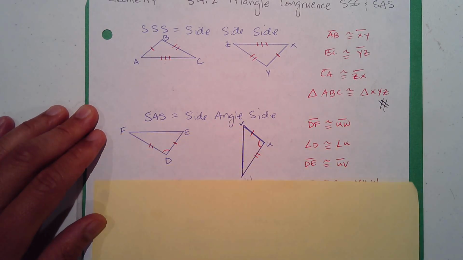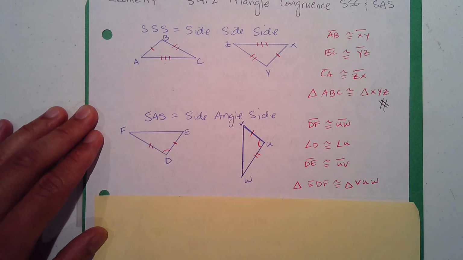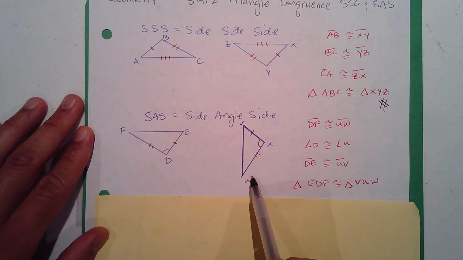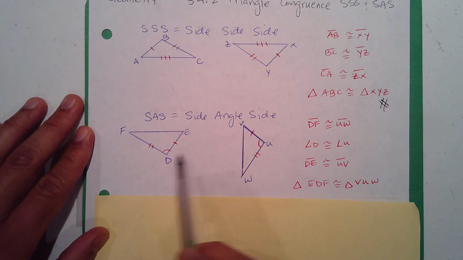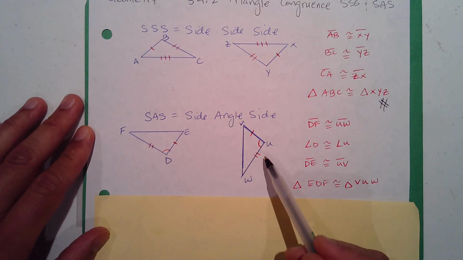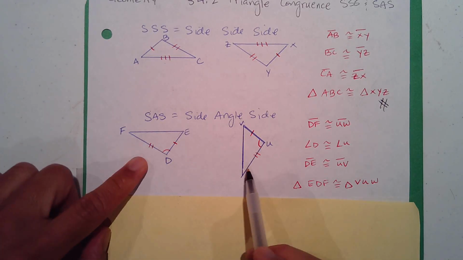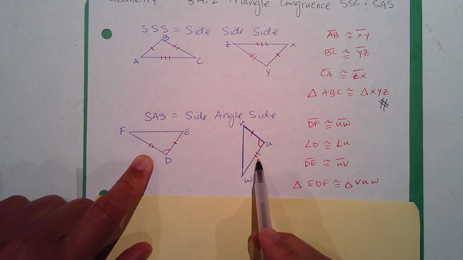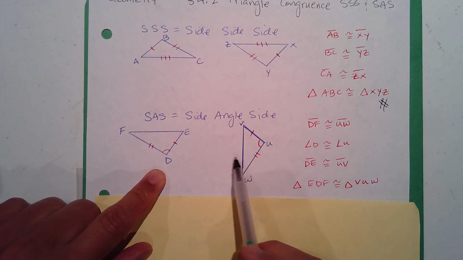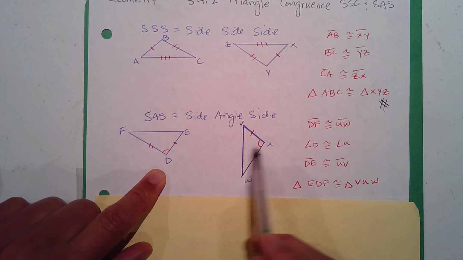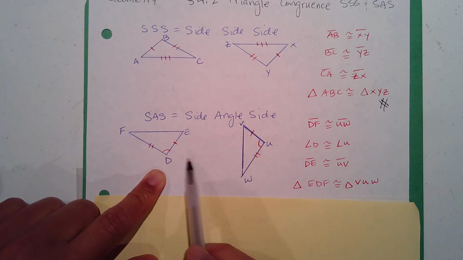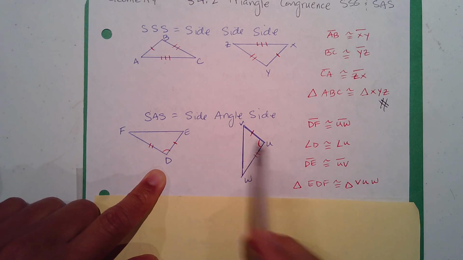So here is an example. We have triangle DFE and triangle UWV. We'll say that DF is congruent to UW. It's given. Two marks, two marks. Angle D is congruent to angle U. One congruent mark, one congruent mark. And DE is congruent to UV. One congruent mark, one congruent mark.